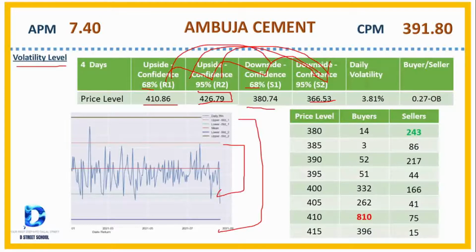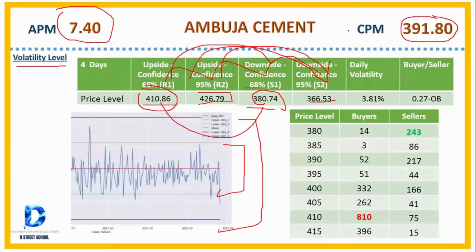But I would recommend you initially stick with standard deviation 1, because the average price movement of Ambuja Cement is 7 rupees 40 paise. When you see the standard deviation 1 range, which starts from 380 to 410, and the current close would be 391. So when price comes to 380 level, there will be a chance Ambuja Cement might bounce back and continue the direction. So we cannot come to a conclusion with this data alone.